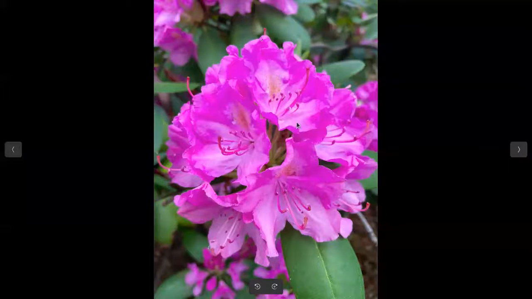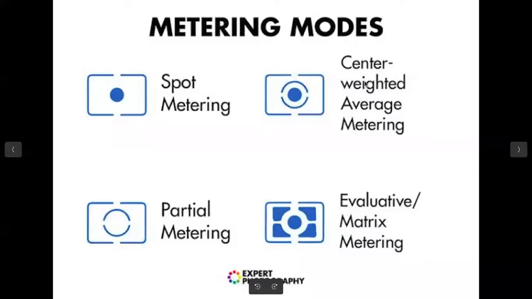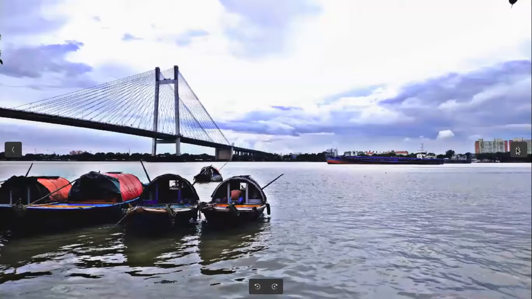So similarly, let us say I am going to take a photo like this. I can easily say that if this is the center of the frame, and I engage the method called center weighted or average metering, then I will get the most accurate exposure for this particular photo, right?